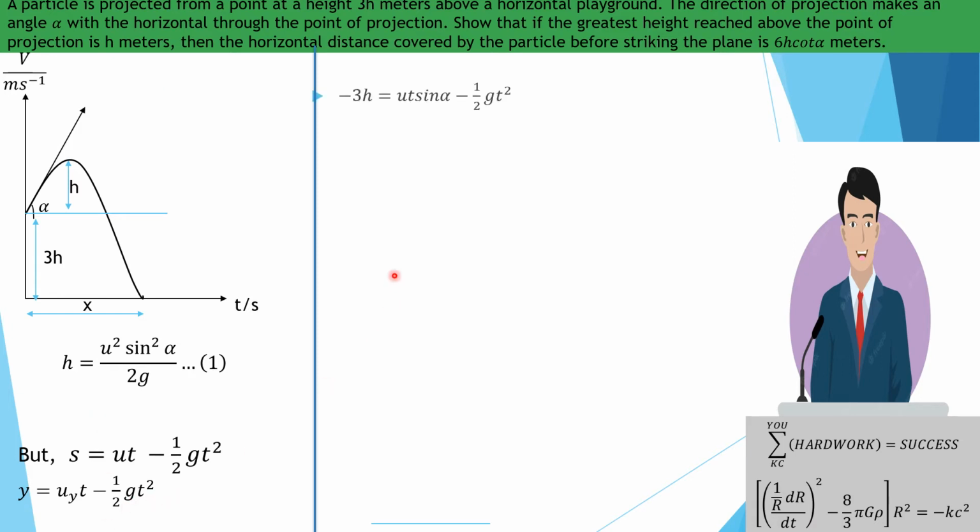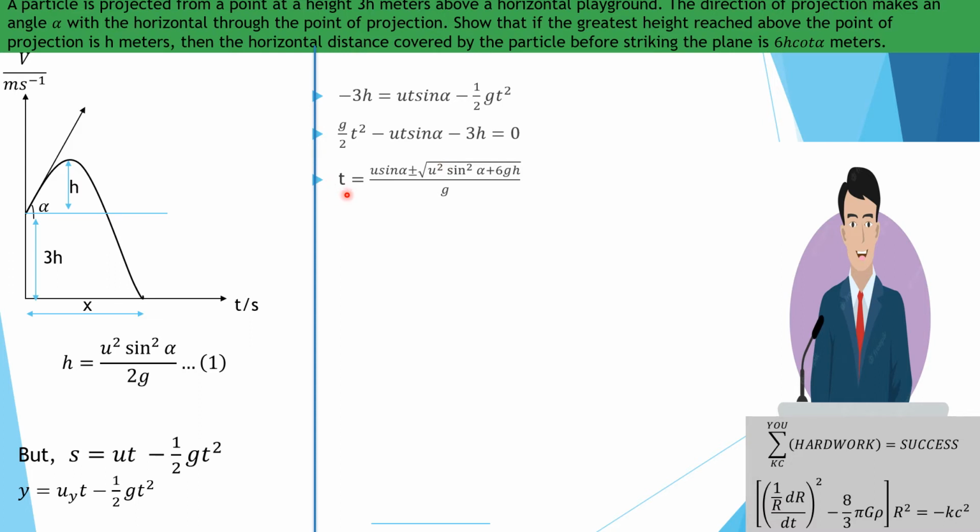In place of our y here, since the complete displacement of the particle is negative 3h, we put negative 3h, and then we have u t sine alpha minus half gt squared. This equation is already a quadratic equation in terms of t, so you want to rearrange it in terms of a, b, and c. This is me rearranging it here. If you arrange it in terms of a, b, and c, you can basically use your quadratic formula and then you get the values of t.